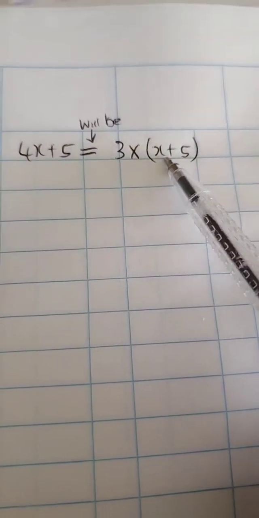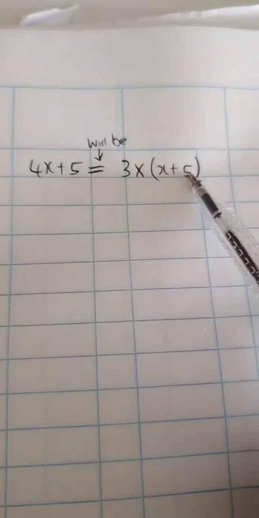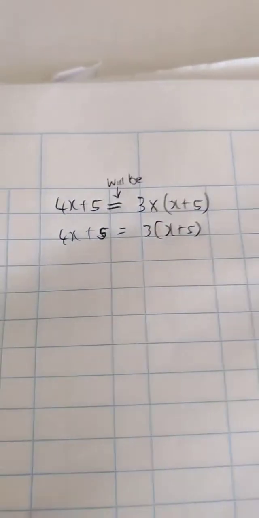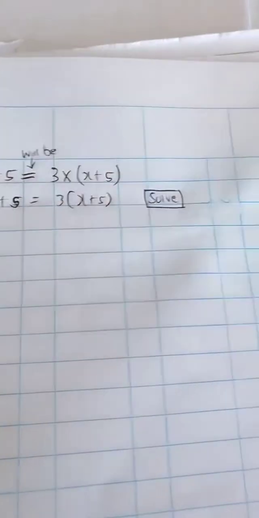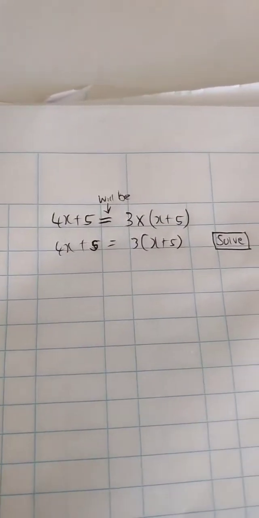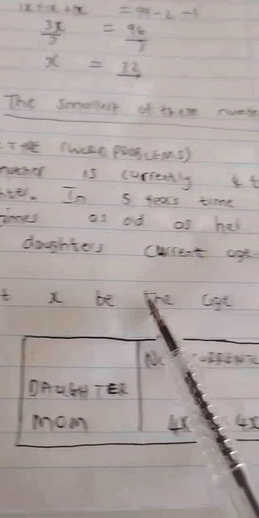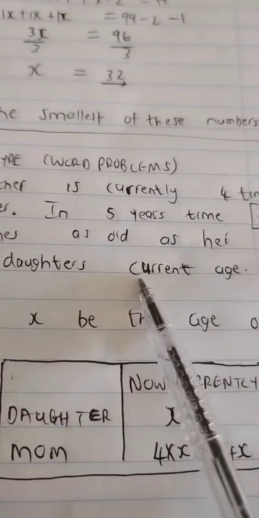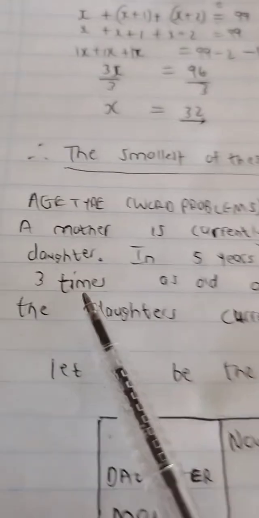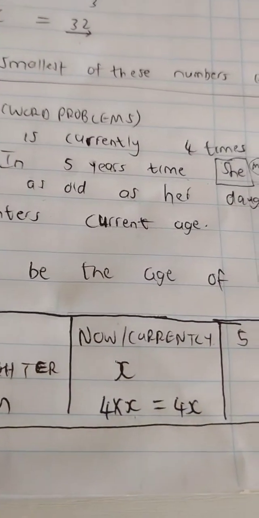This expression of x plus 5 represents the age of the daughter in 5 years' time. So all in all, we have an equation: 4x plus 5 is equal to 3 into x plus 5. This equation, we are going to solve for x. And the x value that we get will be the age of who? Let x be the age of the daughter. What do they want? What is the daughter's current, meaning the now age? We want the value of x anyways.